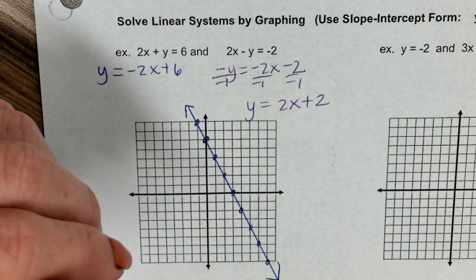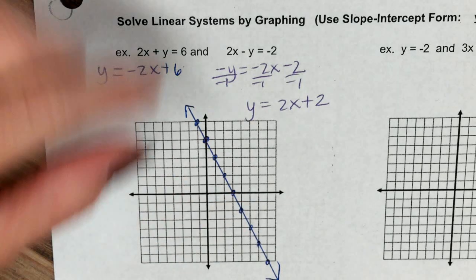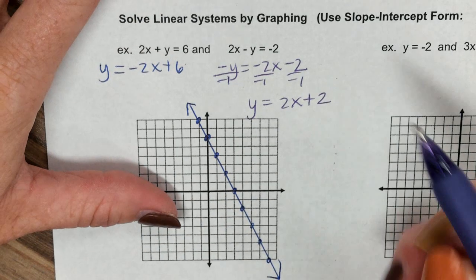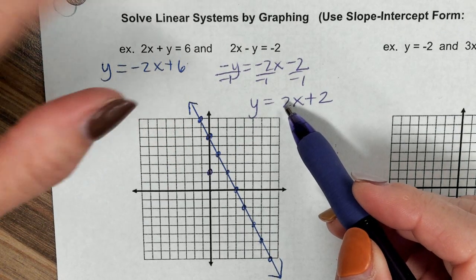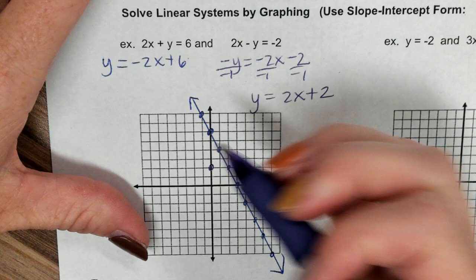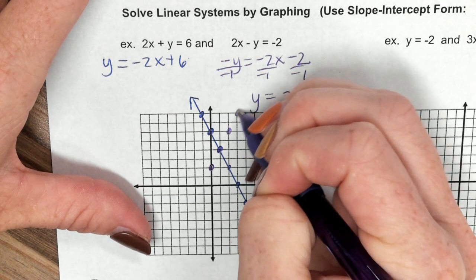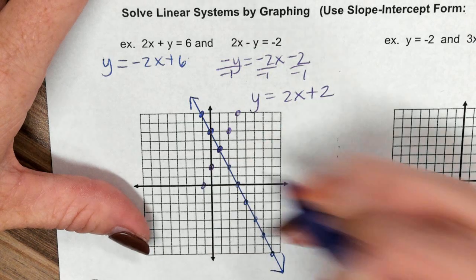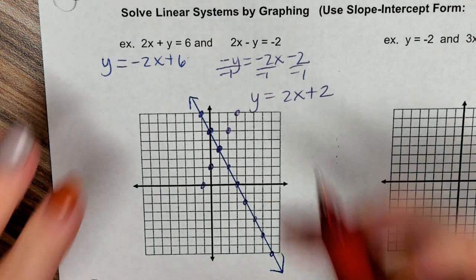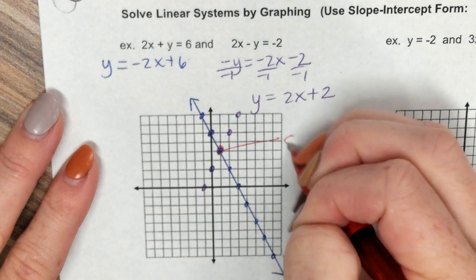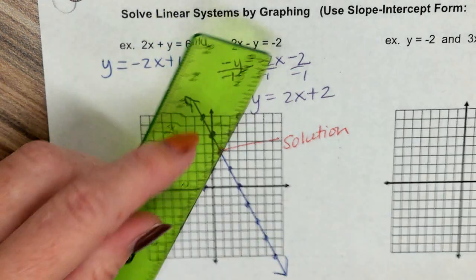Again, you can either use your calculator and put it in your y equals button, or you can go to the y-intercept at 2, put a dot, and my rise over run is positive 2 over 1, so up 2, right 1. Do you already see the intersection? So I don't need to put a ton of dots on this one because this point right here is the solution. But I'm going to go ahead and connect my line.